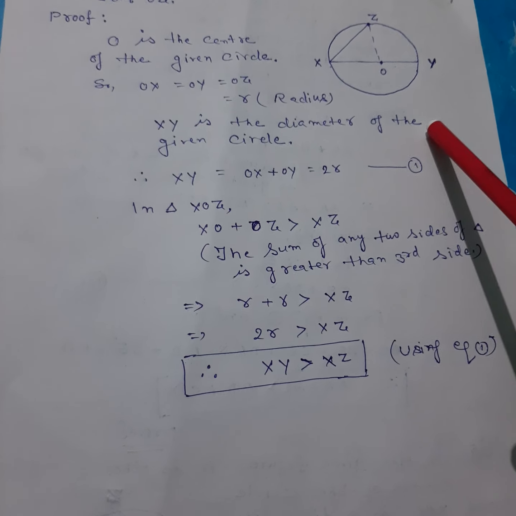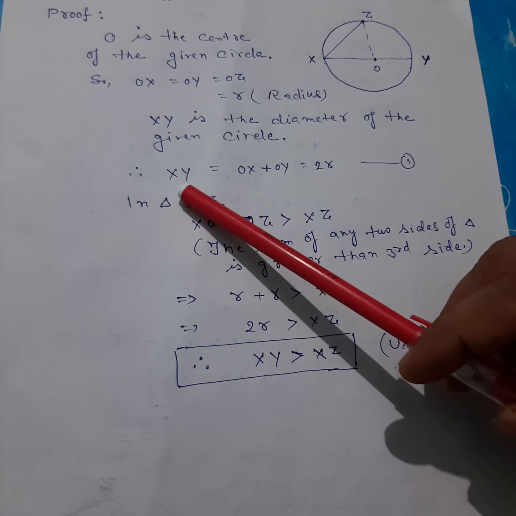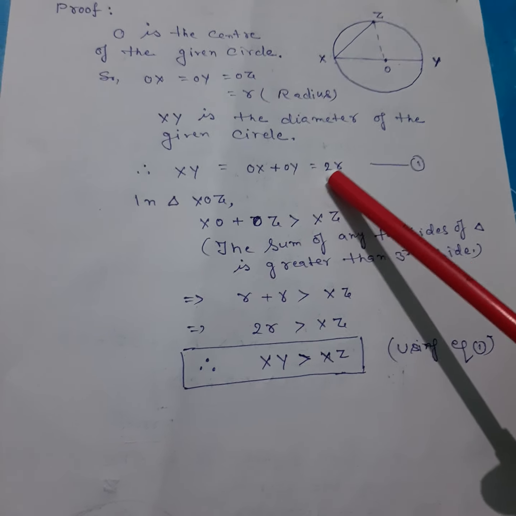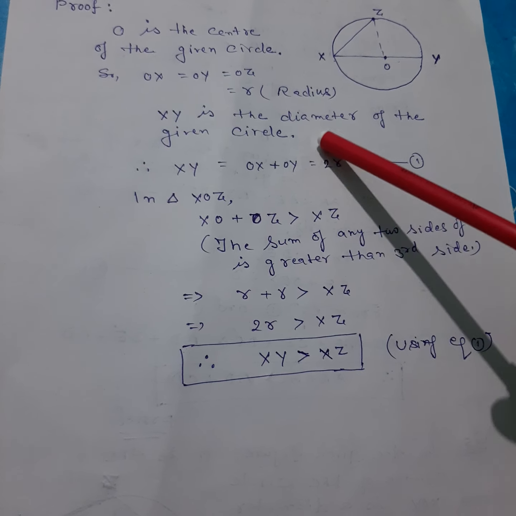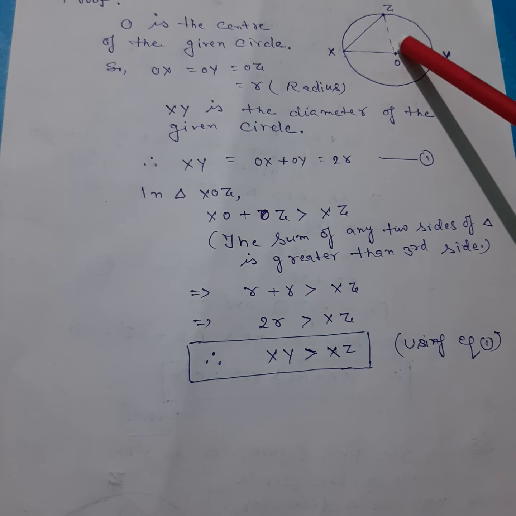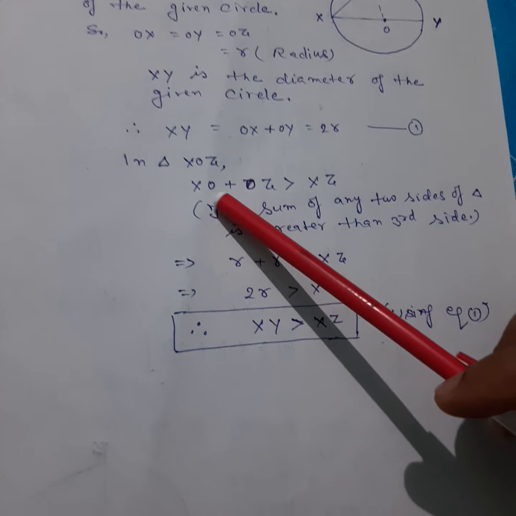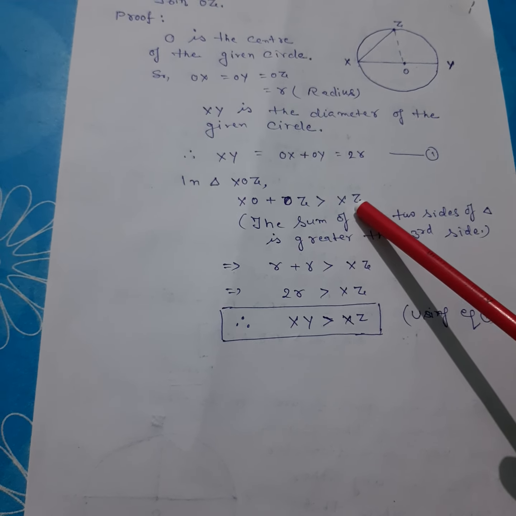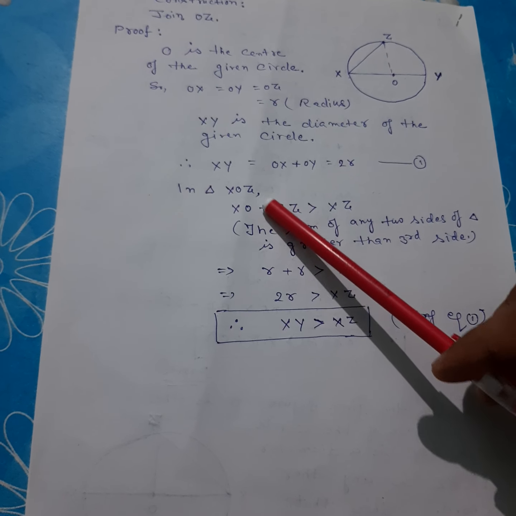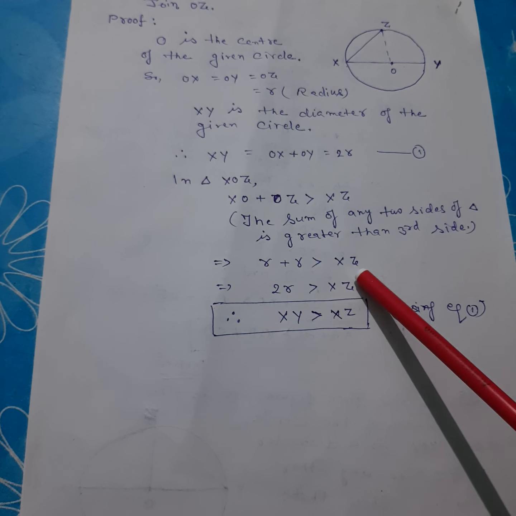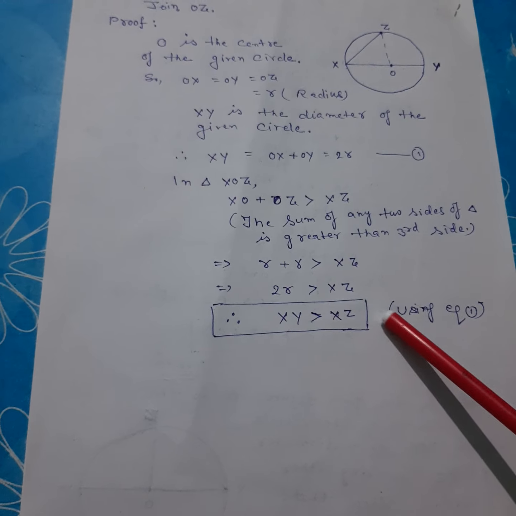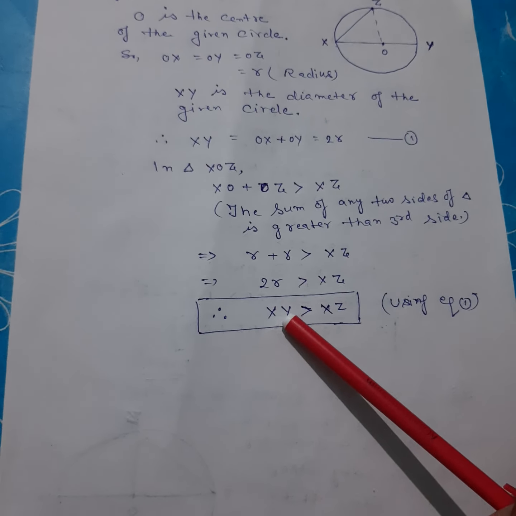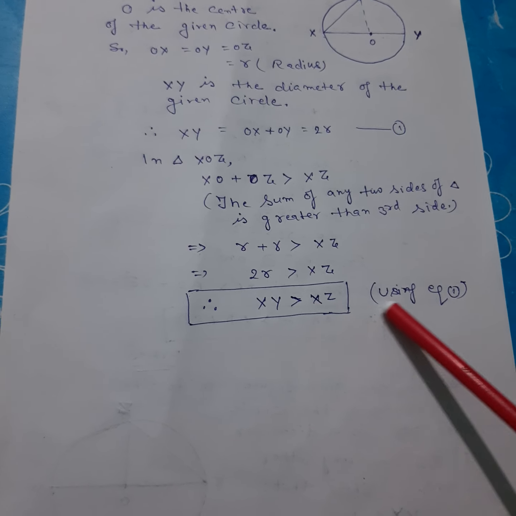XY is the diameter of the given circle. So from the figure, XY equals OX plus OY, that is R plus R, or 2R. Now in triangle XOZ, XO plus OZ is greater than XZ, that is R plus R, that is 2R, is greater than XZ. And 2R means diameter, therefore XY is greater than XZ. Thank you. That's it.